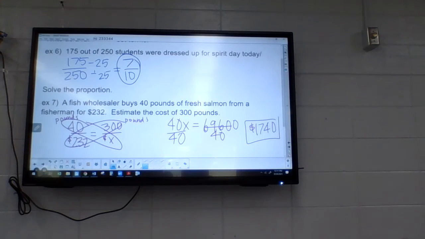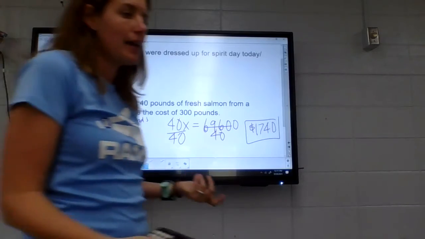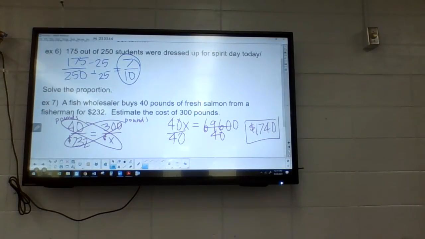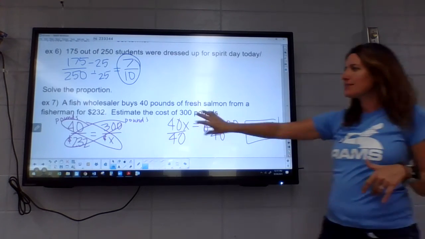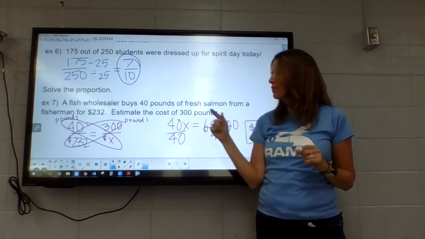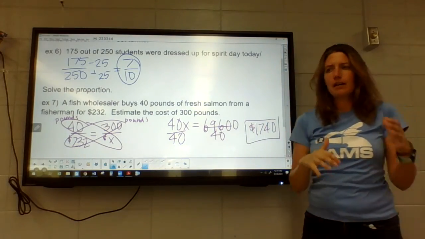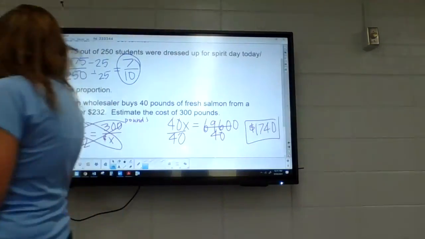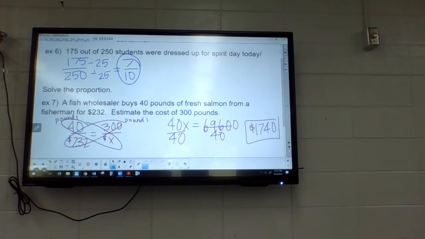Probably the best way is asking that question, does my answer make sense? I would hope that Clayton's asking me just because I'm here, but I would hope you're asking yourself that question, does that make sense? Yeah, this is a lot more fish. 40 compared to 300, that's almost 10 times as much fish. So understanding that it's probably going to be about 10 times as much in terms of money, so it's a little under that, so kind of making some estimates.